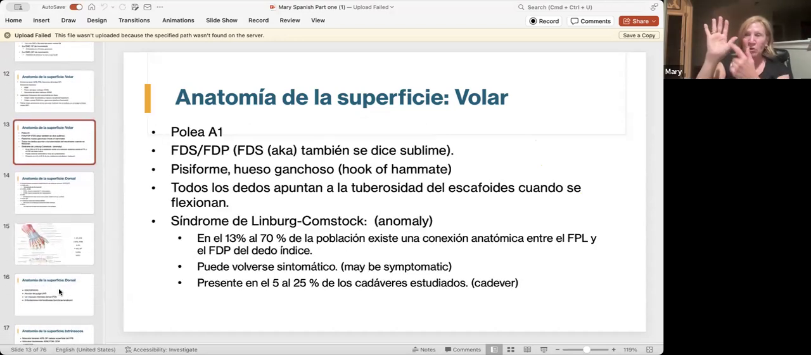So just some more volar anatomy. We have the pulleys, and these are important for trigger finger, and we're going to talk about them a little bit more. We have two flexor tendons. One flexes all three joints and one just flexes the MP and the PIP. The one that flexes all three is called the flexor digitorum profundus. You can remember it by saying it's profound.